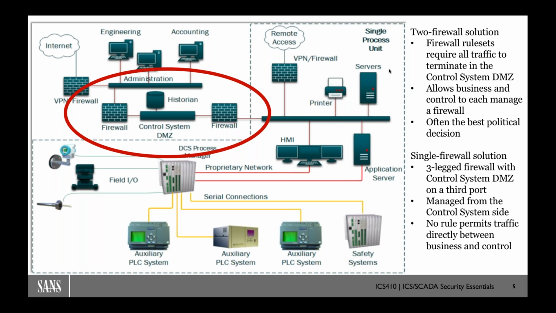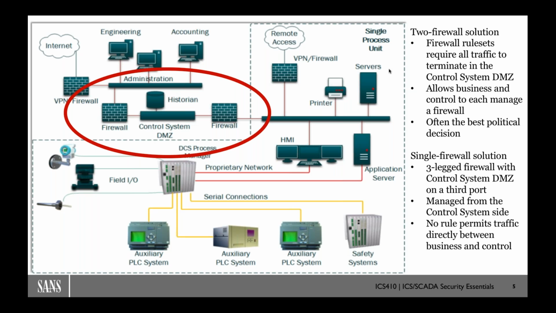We often end up with two firewalls because it's more of a political battle with IT and enterprise security teams. If we have a firewall, they want to have control, so we give them one firewall on their side, and then we have a second firewall that's usually controlled by a cybersecurity team dedicated to the control networks or the ICS infrastructure. So that's why we often end up with two firewalls.